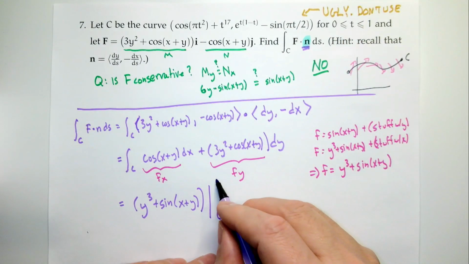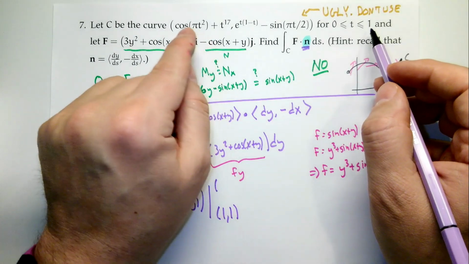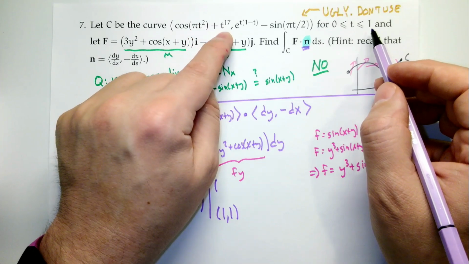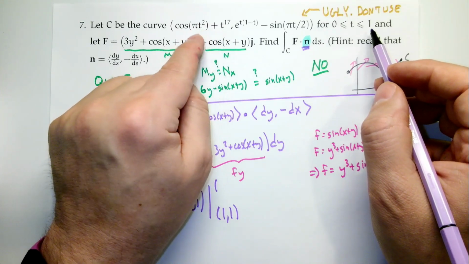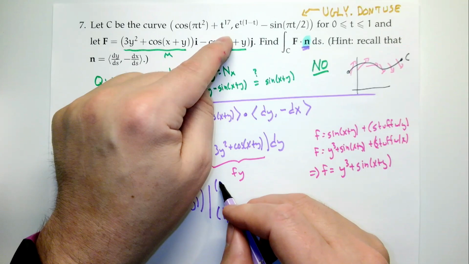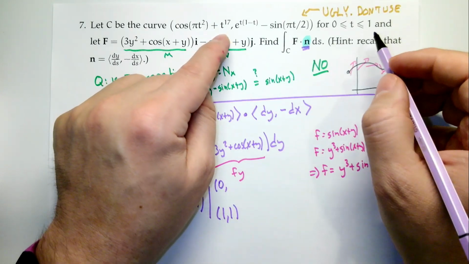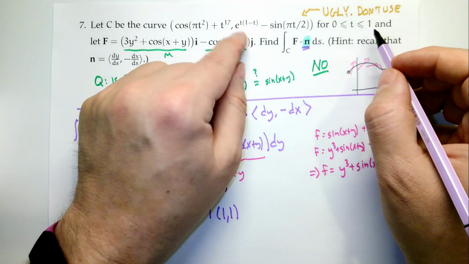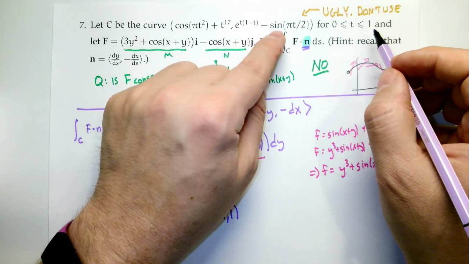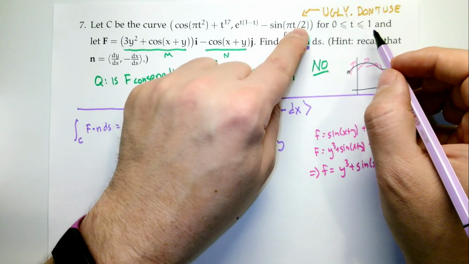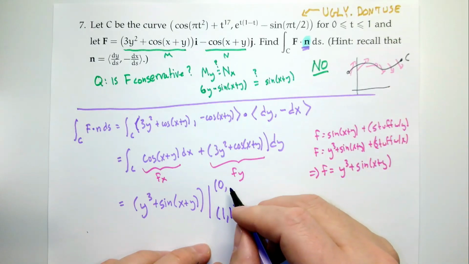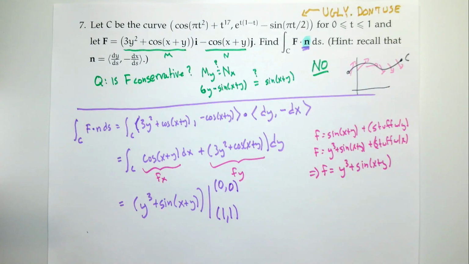Where do we finish? We plug in time t equals 1. You get cosine of pi, which is negative 1, plus 1 to the 17th, which is positive 1. Negative 1 plus positive 1 is 0, comma. Here we get e to the 1 times 0, so that's e to the 0, which is 1. Then we get sine of pi halves, which is 1, but we subtract. So 1 minus 1 is 0. So you might say, wait, is that right? Don't we normally start at 0, 0 and end at 1, 1?